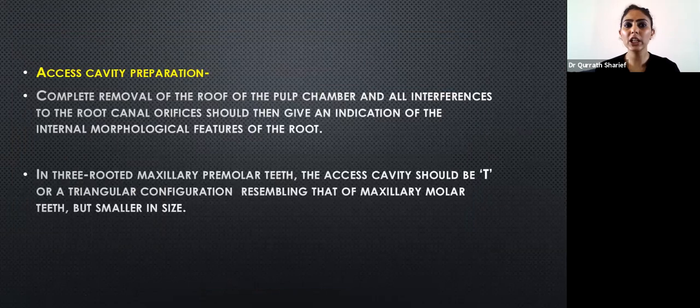So talking about the access cavity preparation for this, if you see in the previous slide, it showed that mostly there are 2 buccal canals and only 1 palatal canal. Normally the access preparation is in the buccolingual direction. So here there should be a slight modification. The access should mimic the maxillary first molar, slightly triangular or T-shaped.